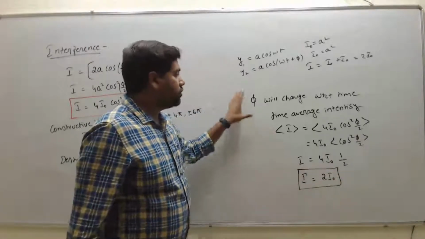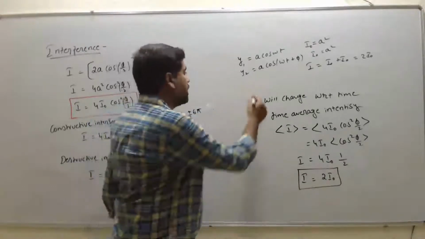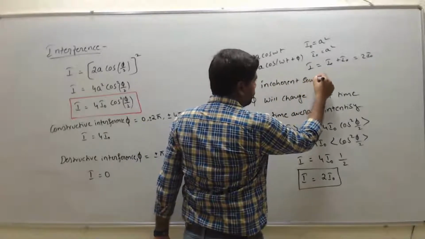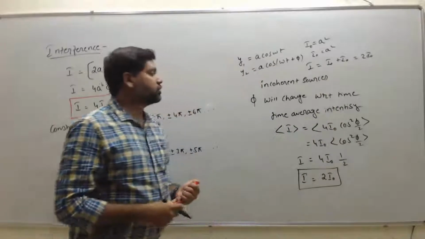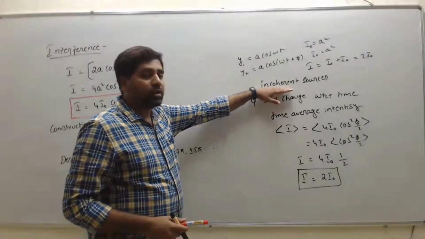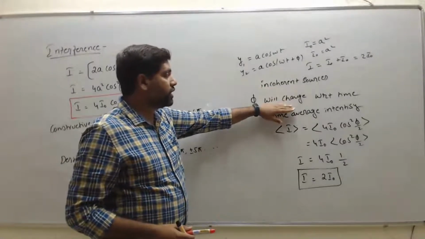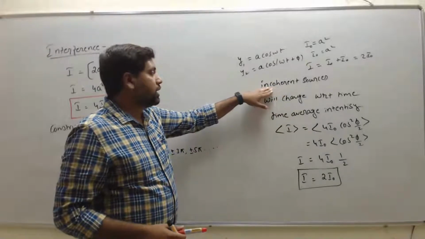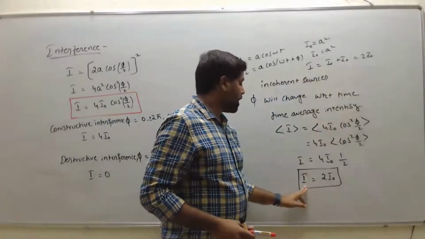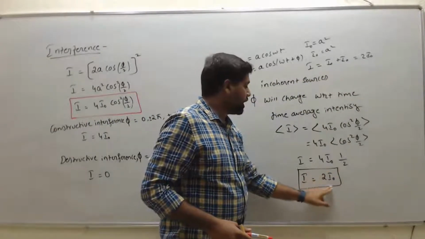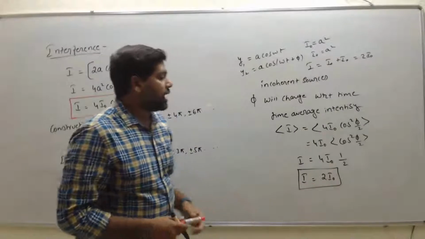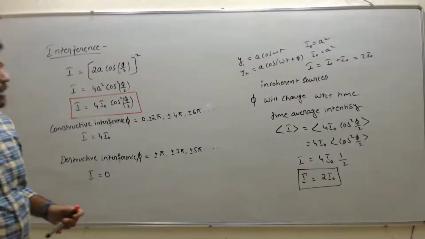Hence the sources used here are called incoherent sources. What do incoherent sources mean? The phase difference always changes with respect to time. Sources whose phase difference changes are called incoherent sources. For incoherent sources the intensity adds up, that is I equals 2 I naught, so in the interference we get the same intensity everywhere as the resultant.